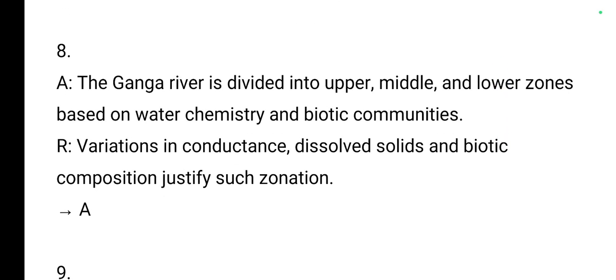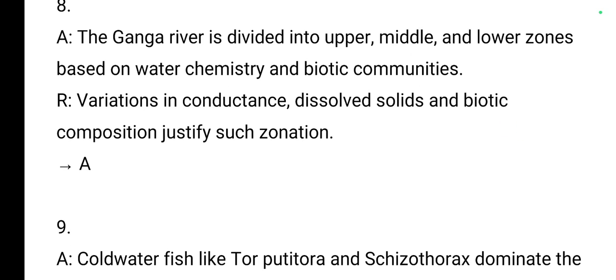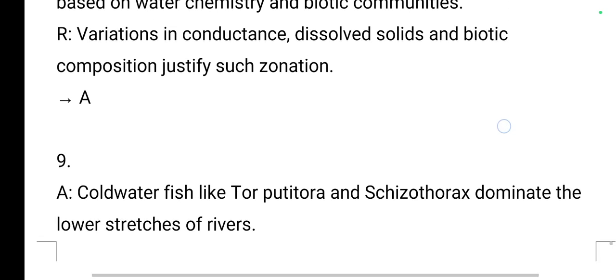The Ganga river is divided into upper, middle and lower zones based on the water chemistry and biotic communities. Variation in conductance, dissolved solids and biotic composition justify each zonation. So the correct answer will be A.